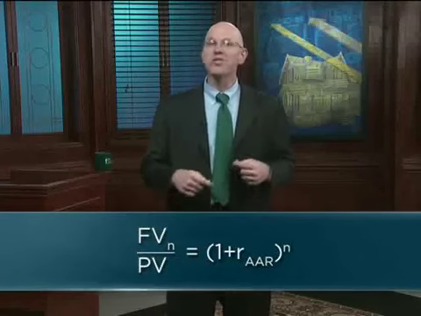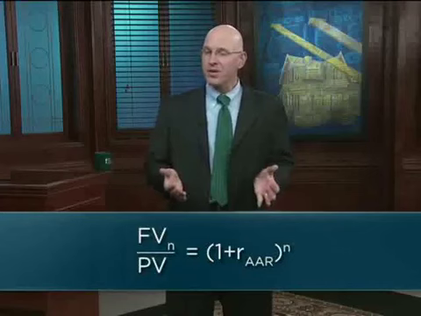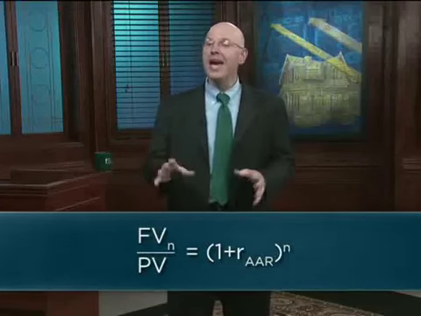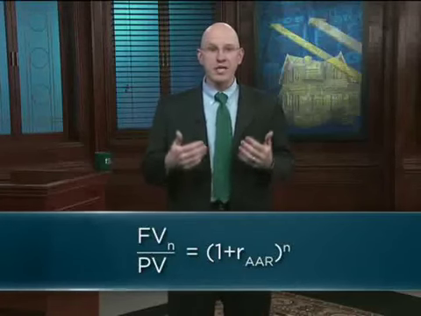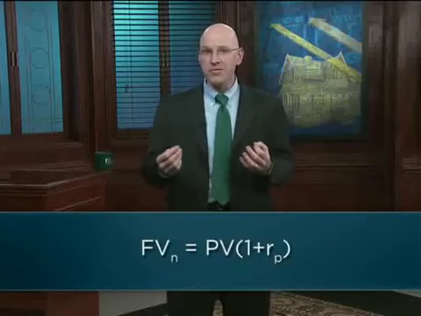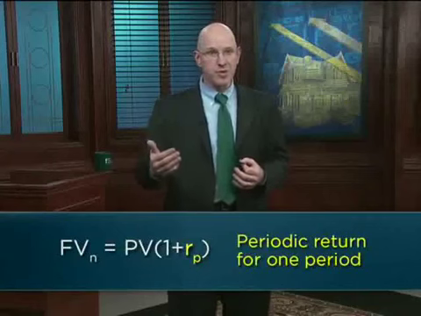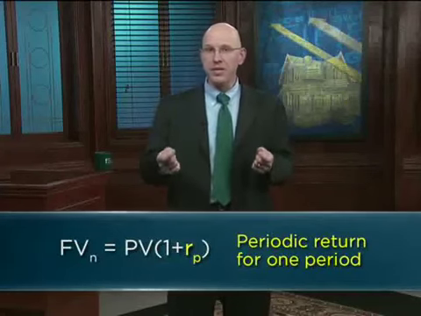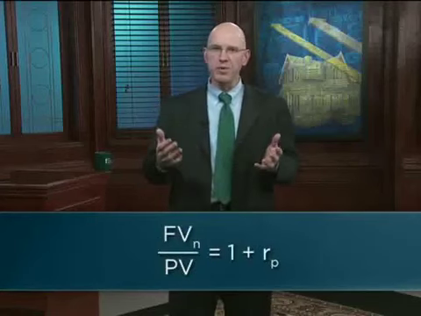This time, we'll assume that the period length is just 1 period. But this 1 period is n years long, so it covers the same amount of time as our previous future value equation. The future value equation for a 1-period investment is simply FV is equal to PV times 1 plus RP, where RP is the periodic rate of return for this 1 period. When we divide both sides by PV this time, we get FV over PV equals 1 plus RP.